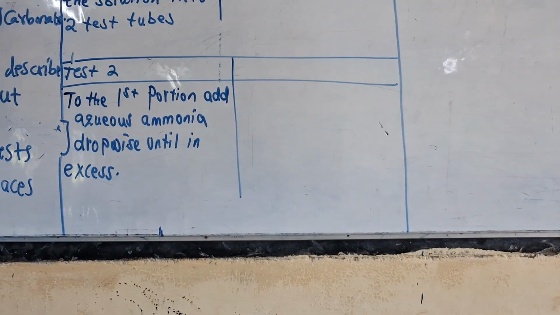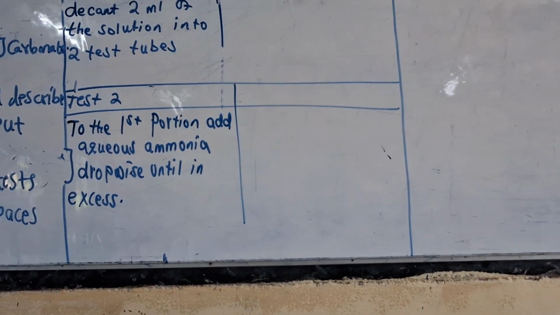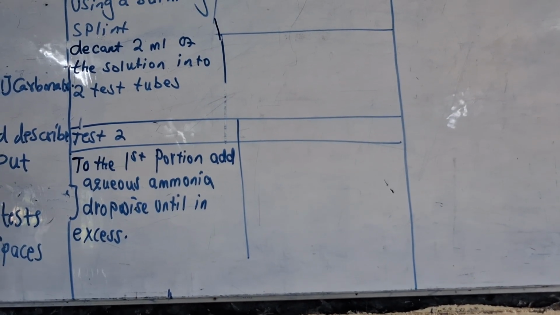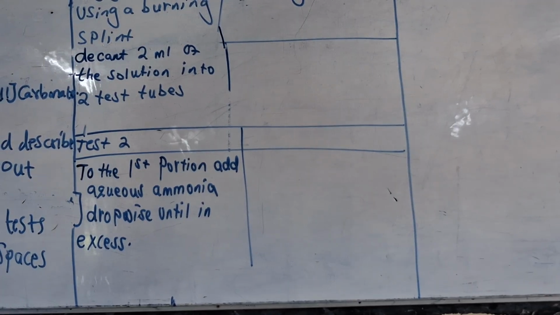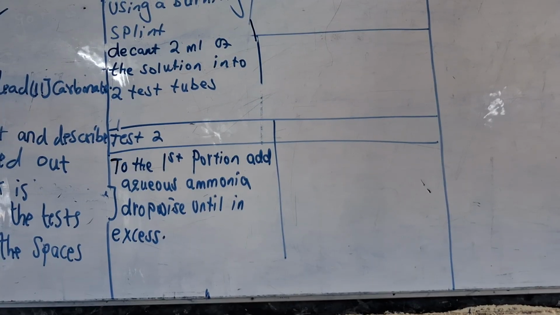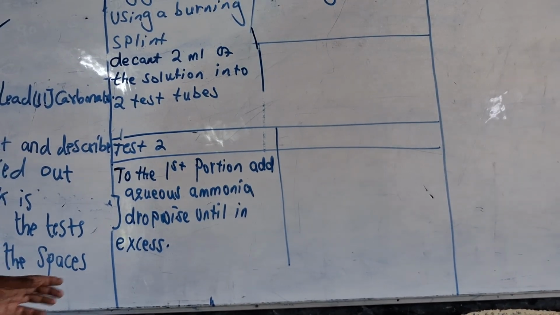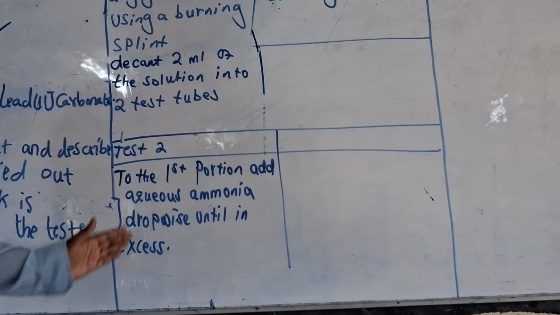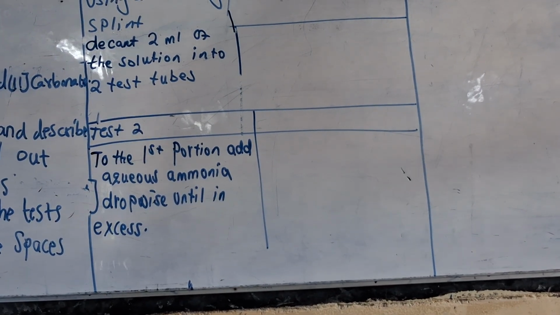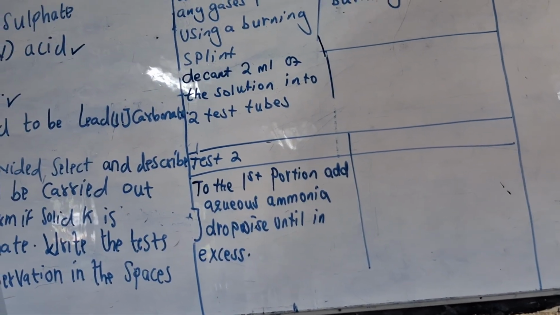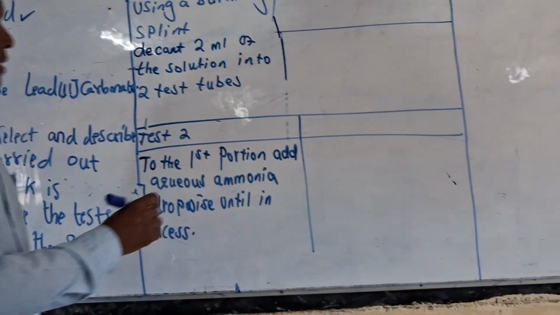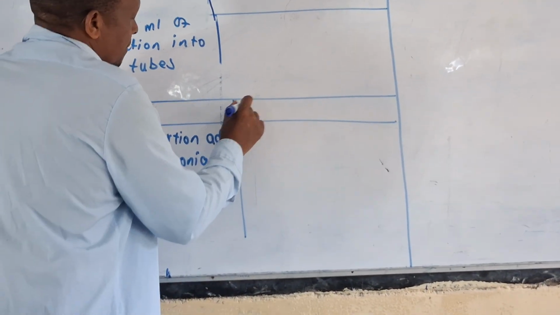Now, what will happen if these 2 ions are present? Aqueous ammonia only forms a white precipitate which dissolves in excess of what? Zinc ions. Are we together? So here, because lead is present and it is aqueous ammonia that we are using, we'll say white precipitate formed, and the precipitate does not dissolve in excess. So you write that. So expected observation.